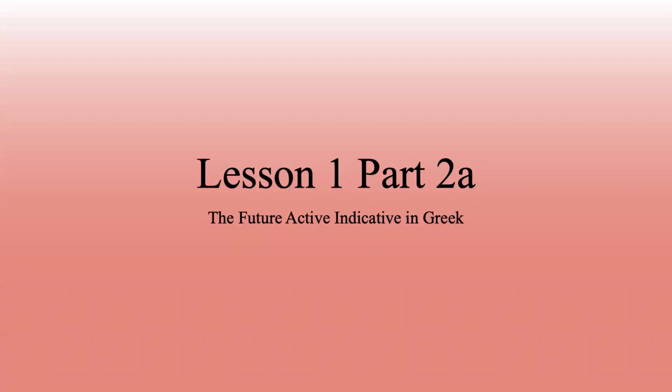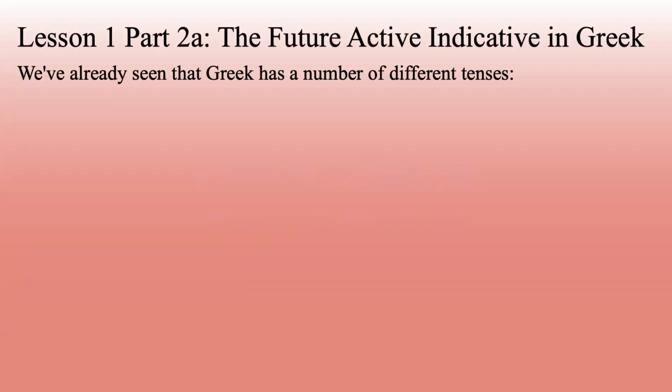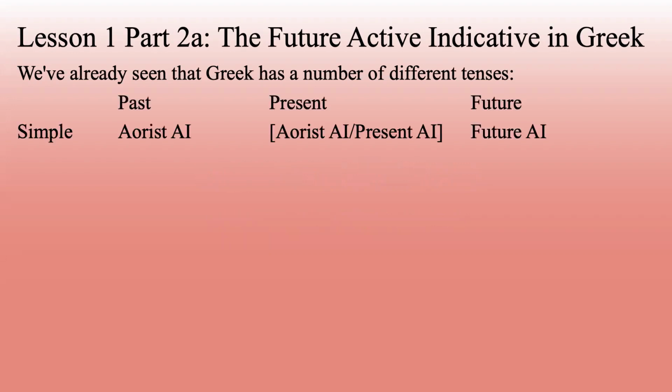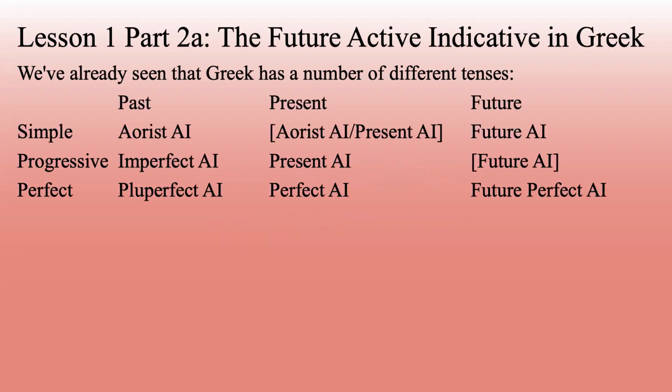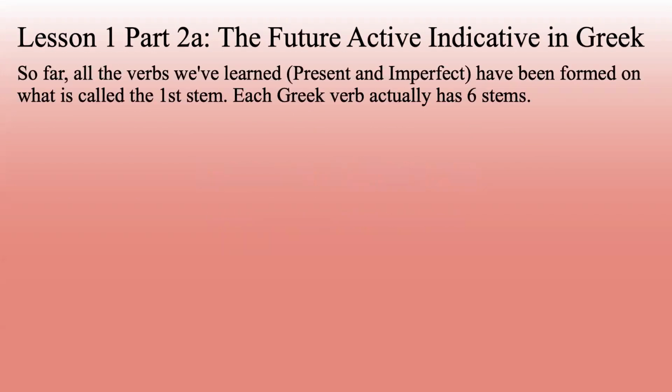Lesson 1, Part 2A, the future active indicative in Greek. We've already seen that Greek has a number of different tenses. We have the aorist active indicative, the imperfect active indicative, pluperfect active indicative, present active indicative, perfect active indicative, future active indicative, and future perfect active indicative. Of course, all these can also show up in the middle and in the passive, but focusing on active to make things a little bit easier here.